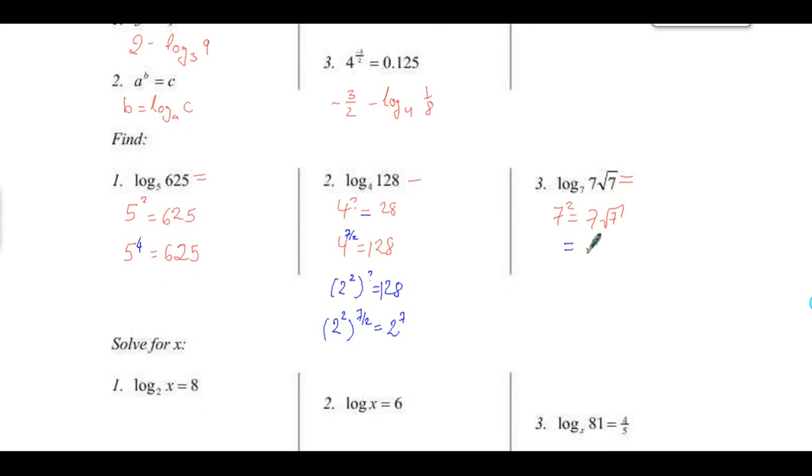For this one here, I can change this first 7 to 7 to the power of 1, and then square root of 7 is 7 to the power of a half. And using the indices rules again, I have 7 to the power of 3 halves. So if I ask 7 to the power of what is 7 to the power of 3 halves, I'm getting 3 halves here. Again, pause the video to work this out for yourselves.